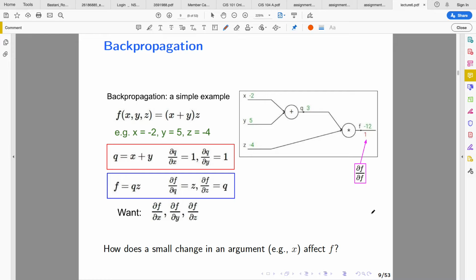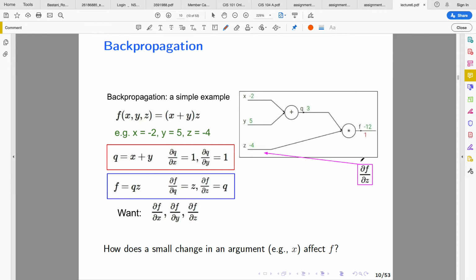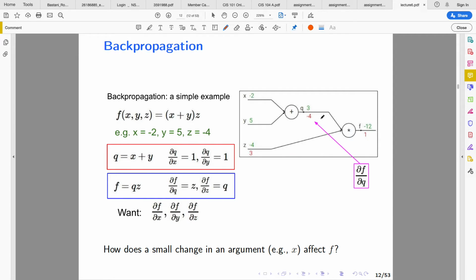and you do the partial derivative of f with respect to z, and we have already gotten it here. That gives us q. So what is our value of q? x plus y. So x is minus 2, y is 5, and that gives us 3. Then we do the partial derivative of f with respect to q. f with respect to q gives us z, and what is the value of z? z gives us minus 4.